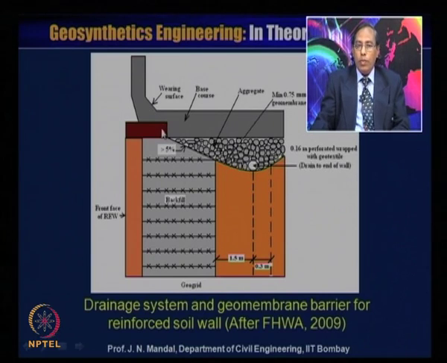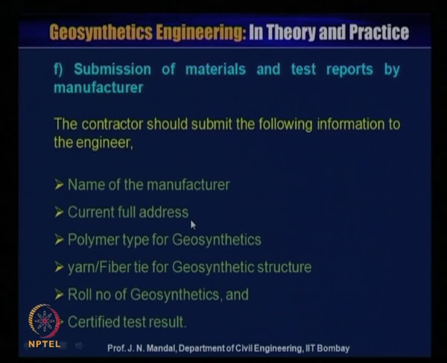So, it is also sometimes required that on the top of this wall you can provide a geomembrane with a minimum thickness of 0.75 millimeter to control the drainage. So, water cannot percolate in that case. Now, submission of material and test report by the manufacturer.